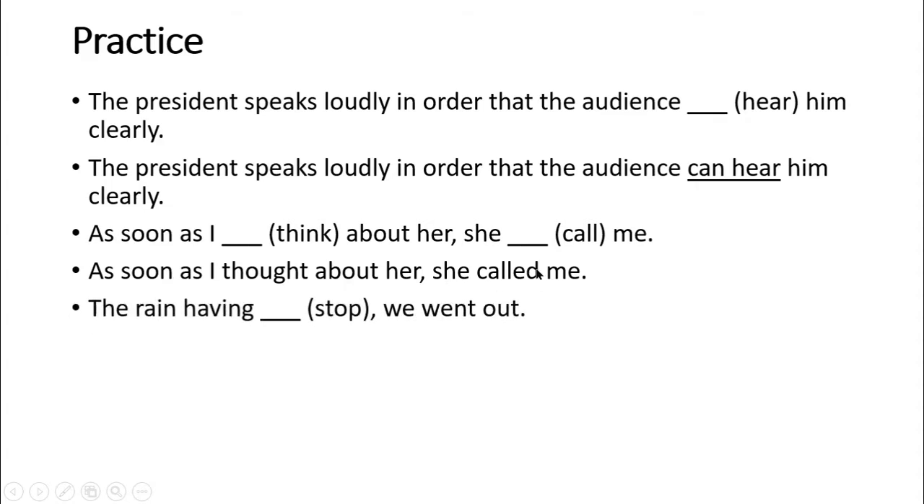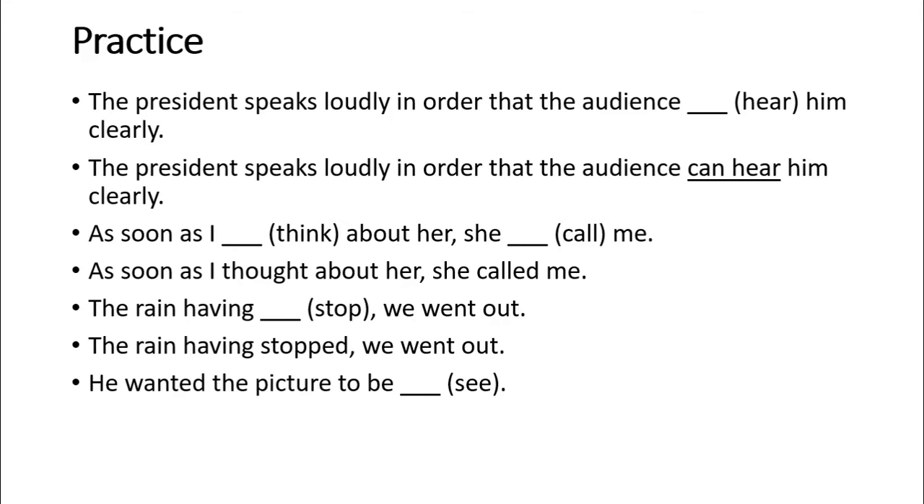Right. Next, the rain having dash stop, we went out. Okay, when we have having in our sentence, then the next verb will be written in past participle form. The rain having stopped, we went out. Next, he wanted the picture to be dash. So dear boys, here we have to be here. He wanted the picture to be, so the next verb will be written in past participle form. He wanted the picture to be seen.